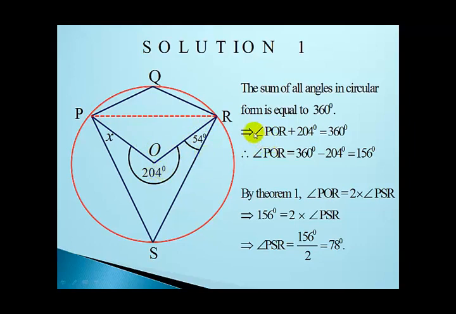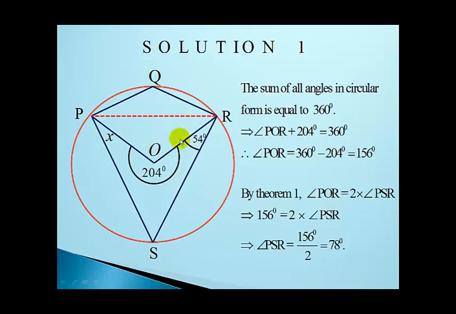Now angle POR plus 204 must be equal to 360. So plus 204 becomes minus 204 on the right hand side. So angle POR is equal to 360 degrees minus 204 degrees, and this is equal to 156 degrees. That means that the angle POR is equal to 156 degrees.